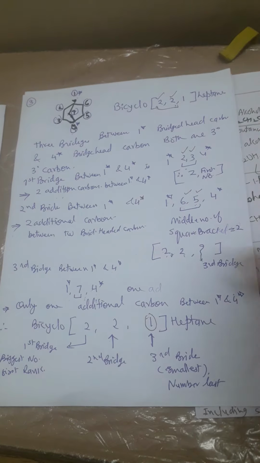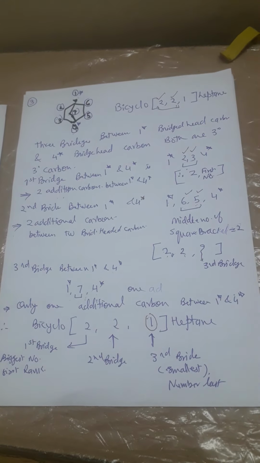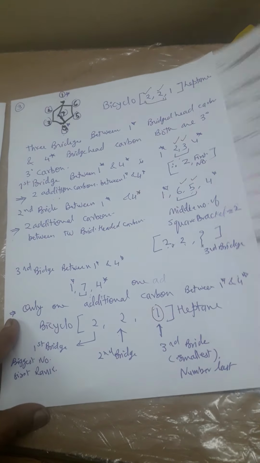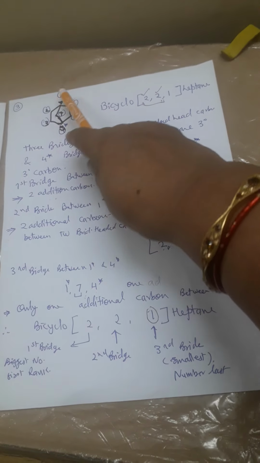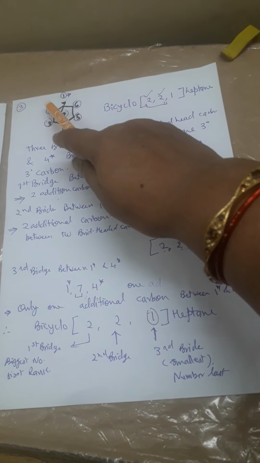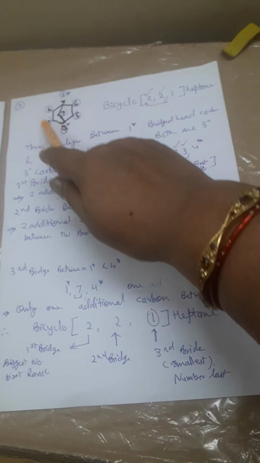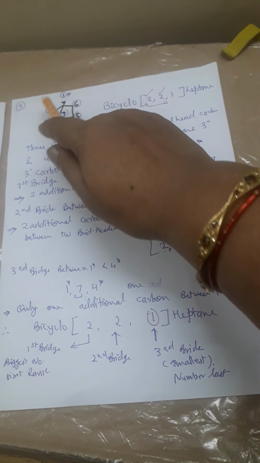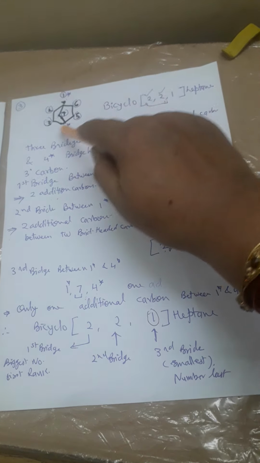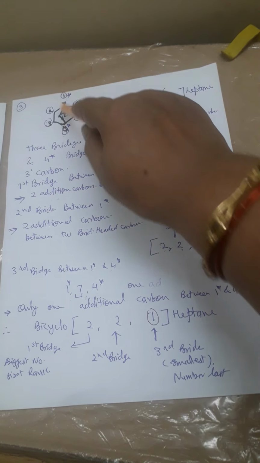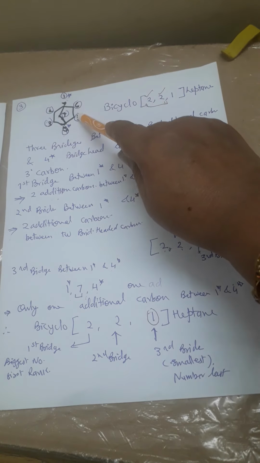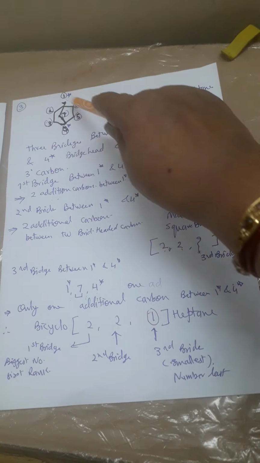Now question number 3, we have discussed the bicyclo compound earlier. In bicyclo compounds there are 3 bridges here, because the first carbon and 4th carbon are tertiary carbons, and in between, 2 and 3 make a bridge. 1 2 3 4 is 1 bridge here, 1 6 5 4 is 1 bridge here, and 1 7 4 is 1 bridge here. So 2 additional carbons are here, 2 additional carbons are here. This is the first bridge, this is the second bridge.